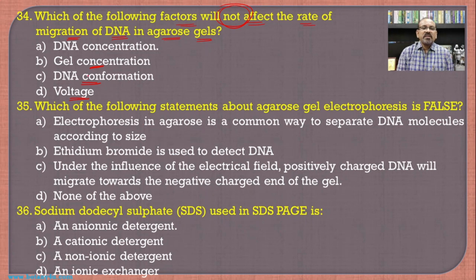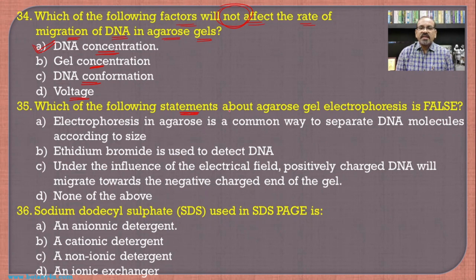DNA. But if we see the concentration of the DNA, then there will not be any effect on the rate of migration, because migration is not dependent on the concentration; it is dependent upon molecular weight, density, etc., as well as the current which passes through the electrophoretic apparatus. Hence the DNA concentration does not affect the rate of migration of the DNA in the agarose gel.